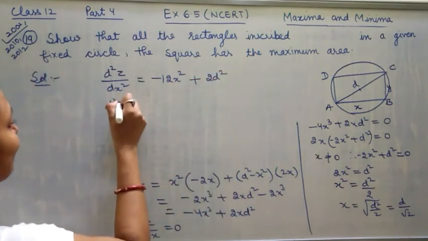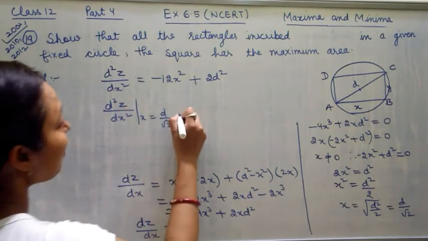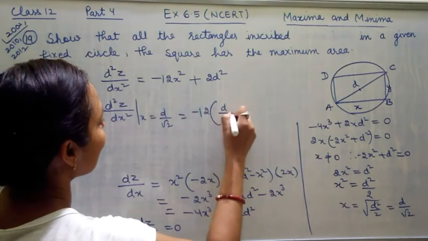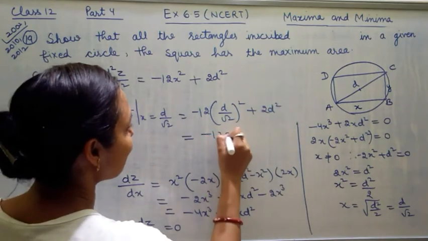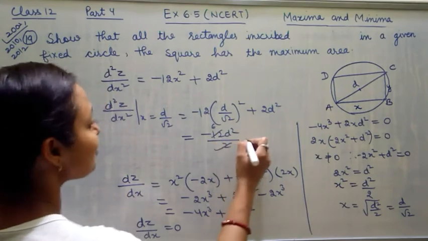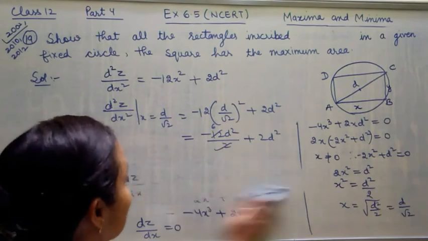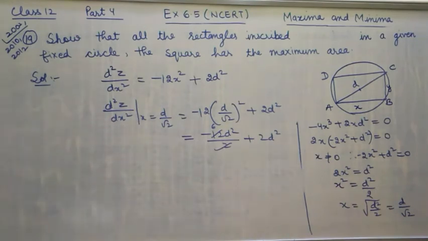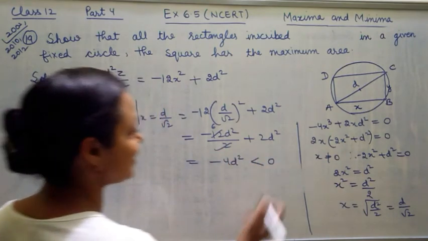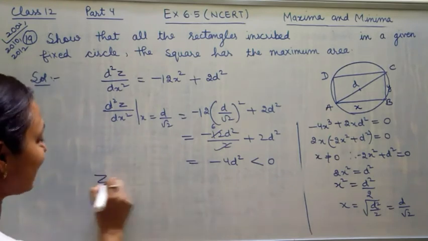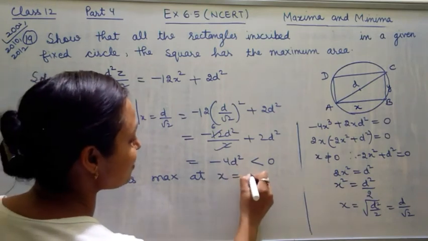Now I will put the value to check the maximum area, that is x equal to d upon root 2. I will put the value: minus 12 times d upon root 2 whole square plus 2d square. It will equal minus 12d square upon 2, that will cancel out, minus 6d square plus 2d square, right? Yes, it is a maximum because when you subtract 6 from 2, it will equal minus 4d square, which is less than 0, right? Less than 0 means z is maximum at x equal to d by root 2.